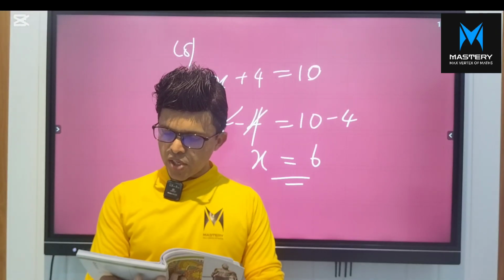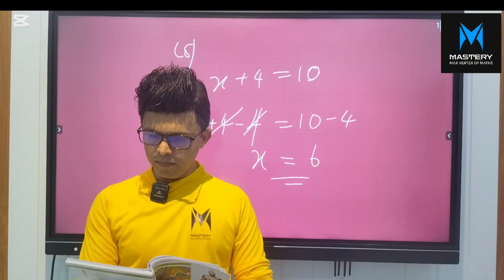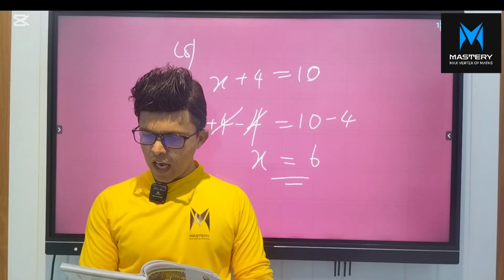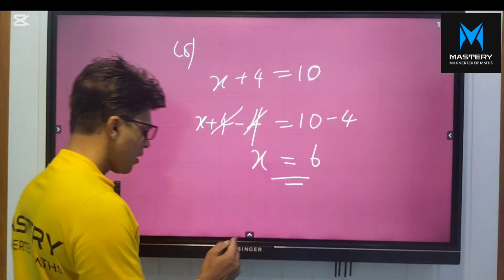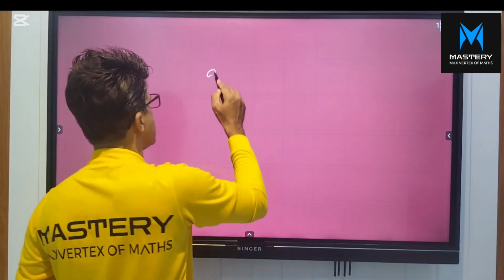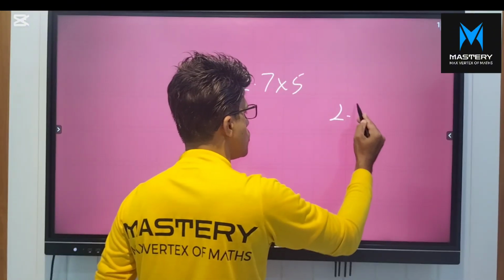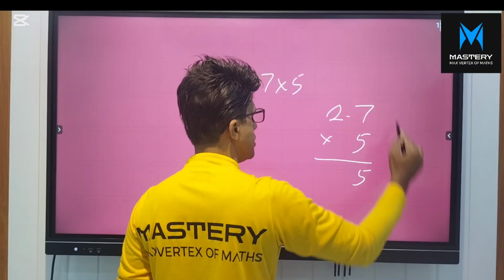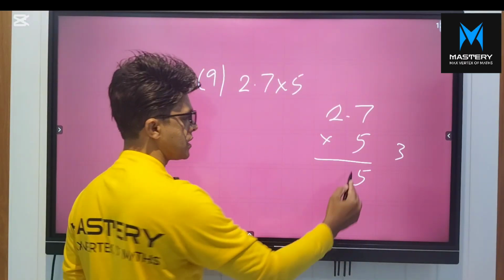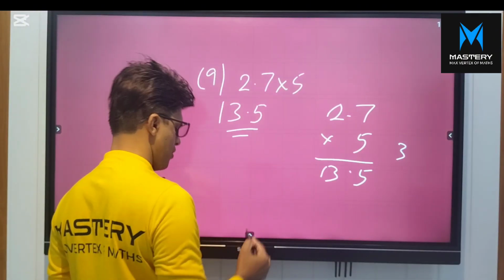The other question, 9th question, simplify 2.7 times 5. How do we do this? 5 times 7, 35, remaining is 3. 5 times 2 is 10, plus 3, 13. The answer is 13.5.